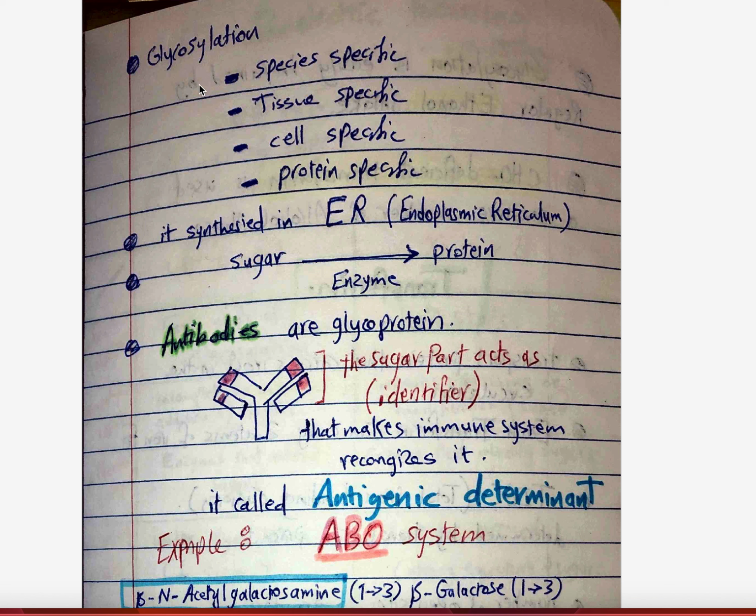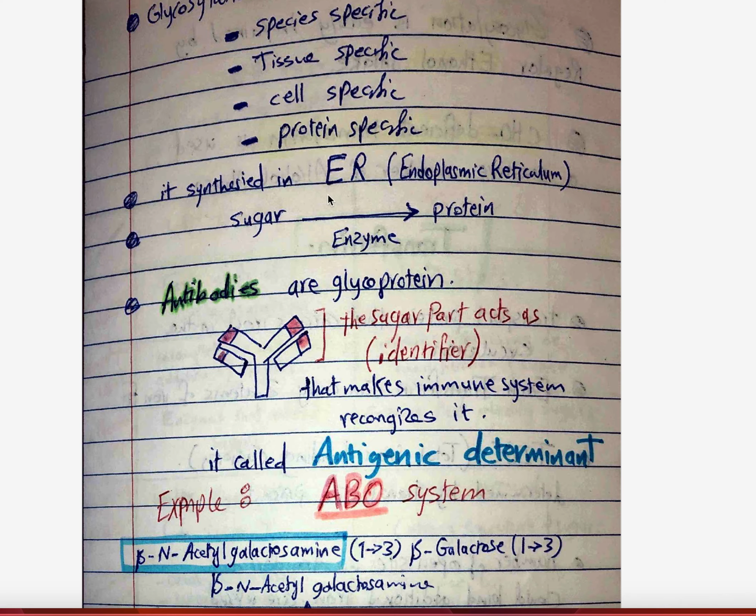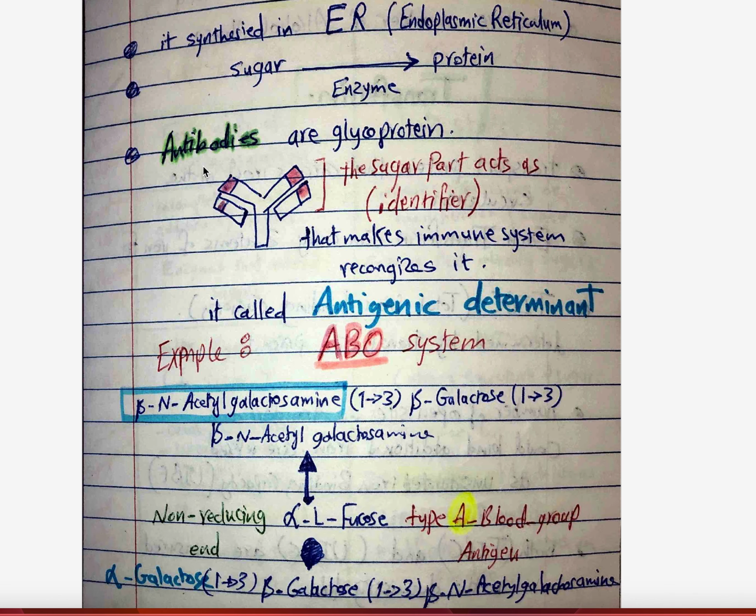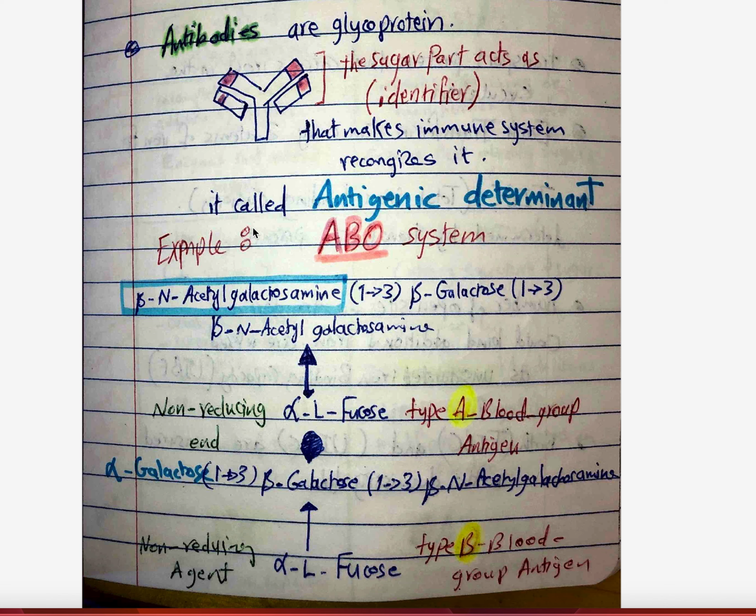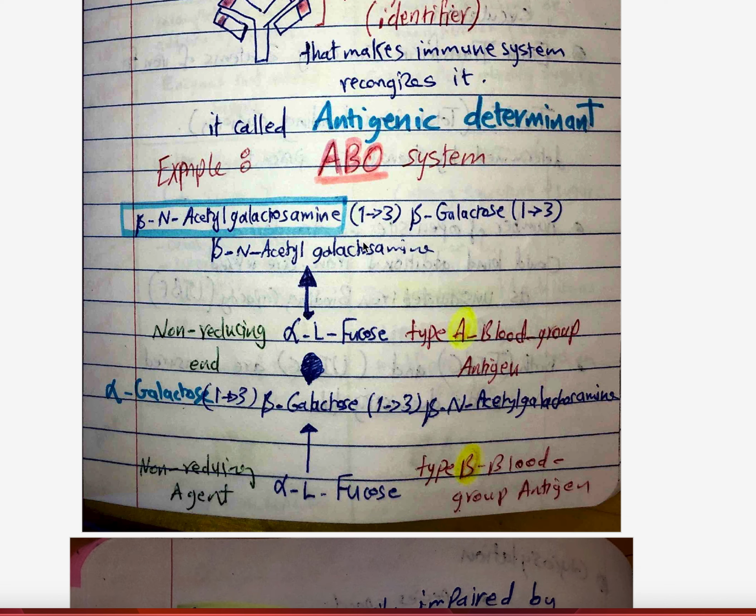Glycosylation is species specific, tissue specific, cell specific, and protein specific. It's synthesized in the endoplasmic reticulum, where a sugar group is added by the help of an enzyme to make the glycoprotein. Antibodies are glycoproteins, and the sugar part acts as an identifier. The sugar part is a paratope of the antibodies, which makes the immune system recognize it. It's an antigenic determinant, as in the ABO system.